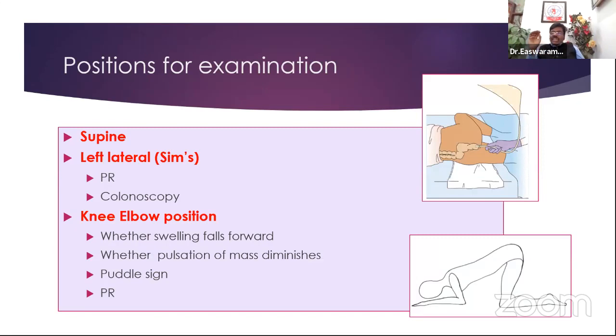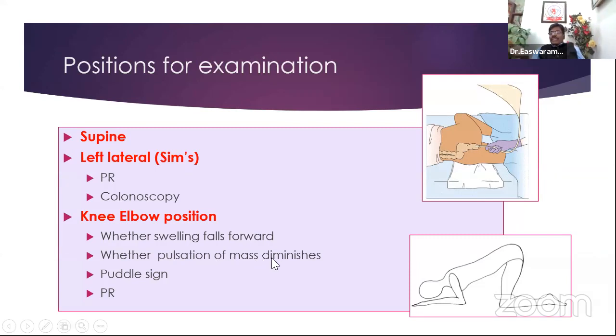And these are all the various positions in which we examine the patient in various situations. Normally in an exam, it is the supine abdomen. Rarely the knee elbow position for the puddle sign. But there are other signs with the knee elbow position. We usually see whether the swelling falls forward, like a renal mass we want to see, or whether the pulsation of the mass diminishes.